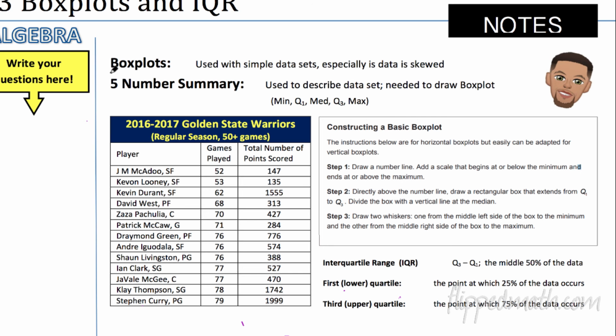And to create a box plot, we need to figure out what the five number summary is. Maybe you've done this before, maybe you haven't, but for the five number summary we need to find the minimum value, the maximum value, the median, and then these quartiles, which are basically the median of the first half and the median of the second half. The first quartile tells you where the first 25% of data lies, and the third quartile tells you where the third 25% of data, or 75% of the data, lies.